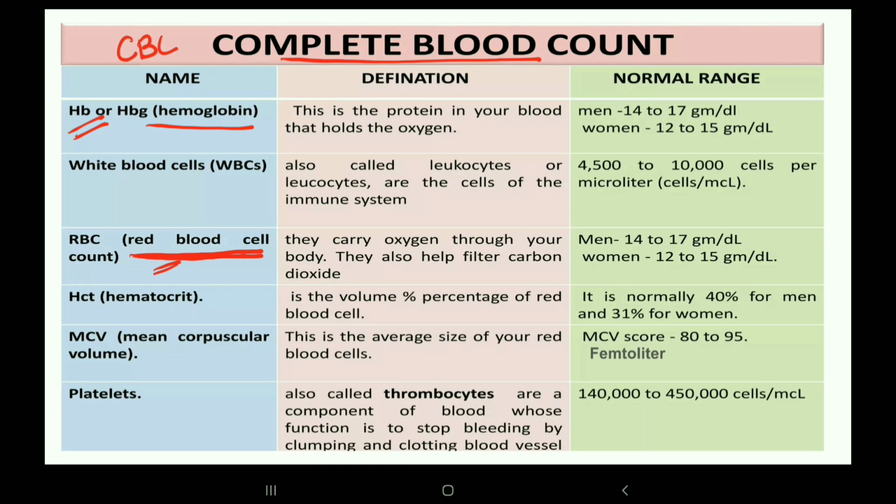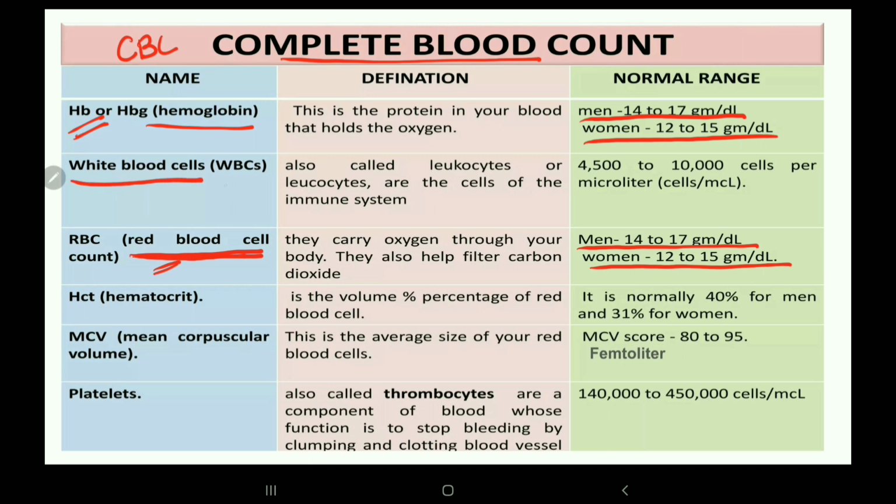So let us quickly understand the normal value of hemoglobin and red blood cells. The normal value of the hemoglobin for men and women are different. So for men it is between 14 to 17 gram per dl, and for women it is 12 to 15 gram per dl. The normal range of red blood cells for men and women are different. So for men it is between 14 to 17 gram per dl, and for women it is between 12 to 15 gram per dl.